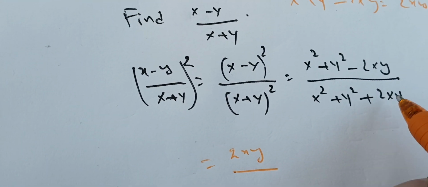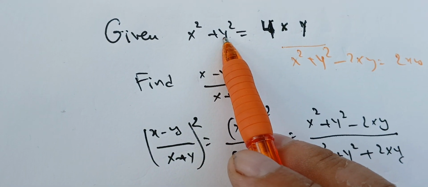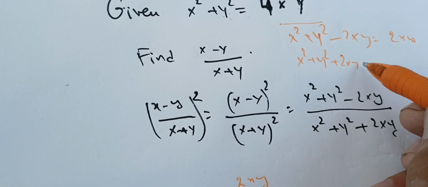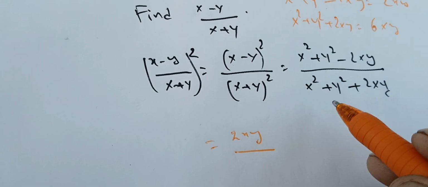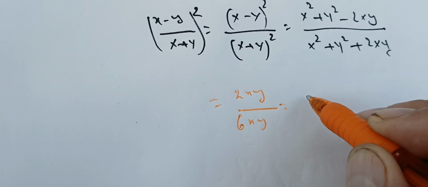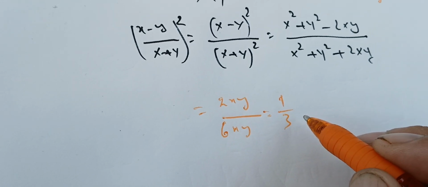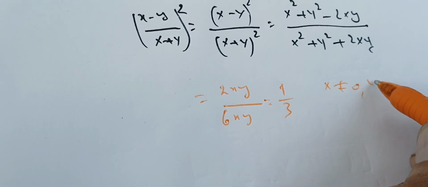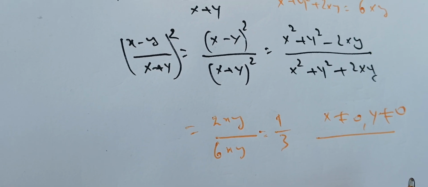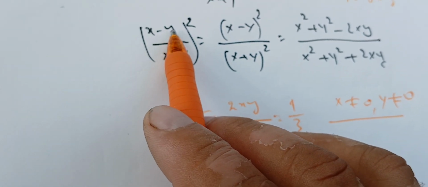And on the bottom, since x squared plus y squared is 4xy, if we add 2xy to both sides, we have x squared plus y squared plus 2xy is 6xy. That means we have 2xy over 6xy, which gives us 1 over 3, under the assumption that x is different from 0 and y is different from 0, both of them.